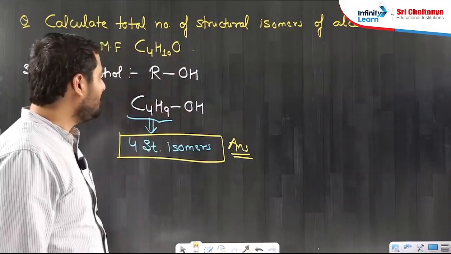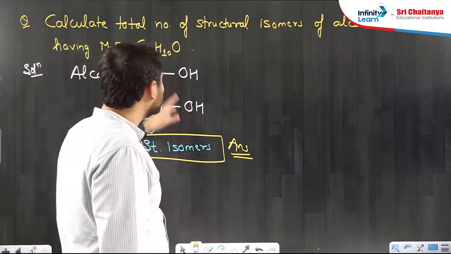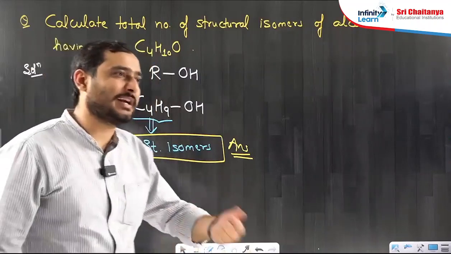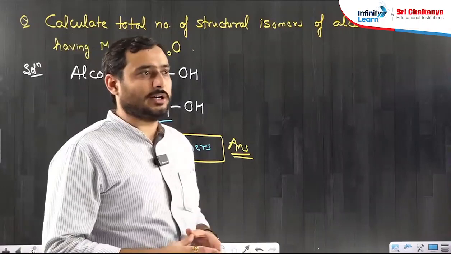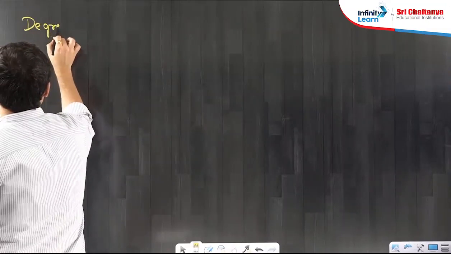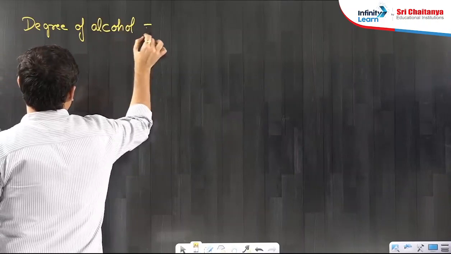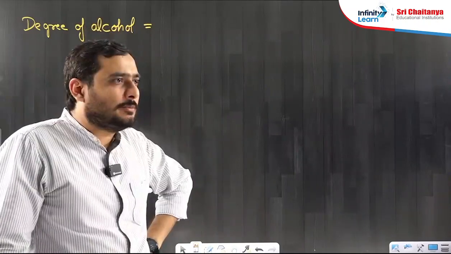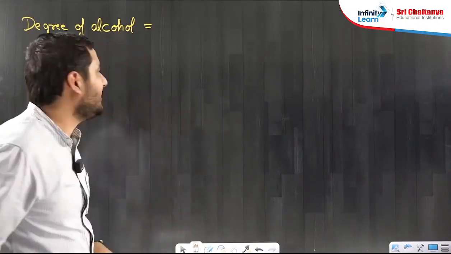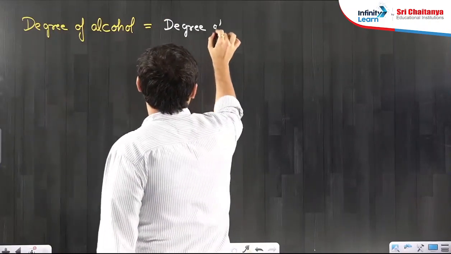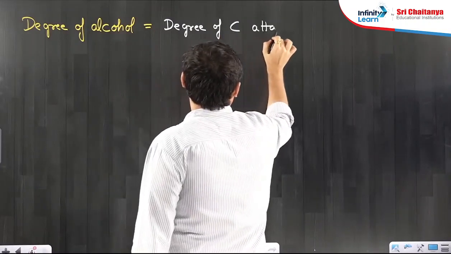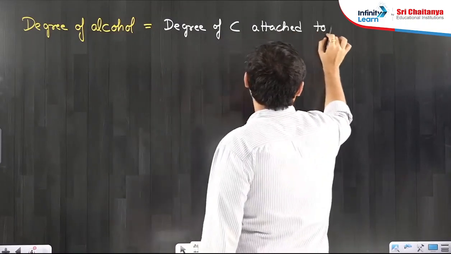But the next point is, here they are not asking how many primary alcohols, how many secondary alcohols, how many tertiary alcohols. So what do you mean by degree of alcohol? You have to tell the meaning of degree of alcohol, same as the degree of amine and the degree of amide. Degree of carbon attached to OH. Very good. So the degree of alcohol is the degree of the carbon directly attached to which group? OH group.